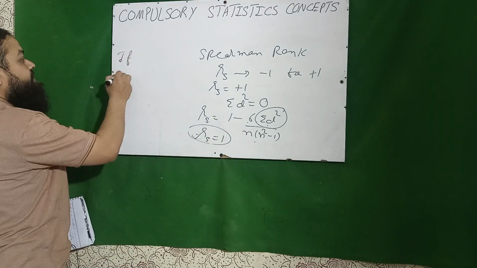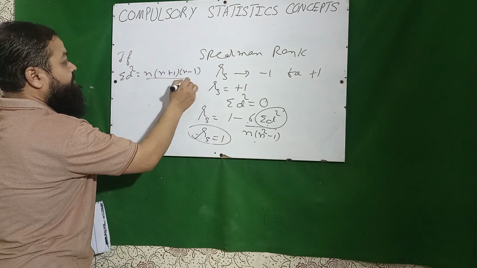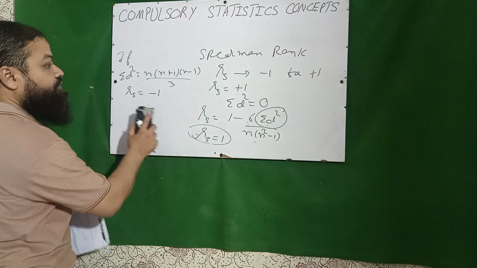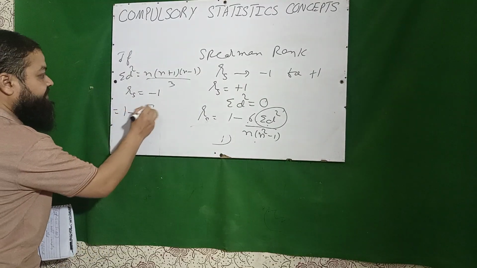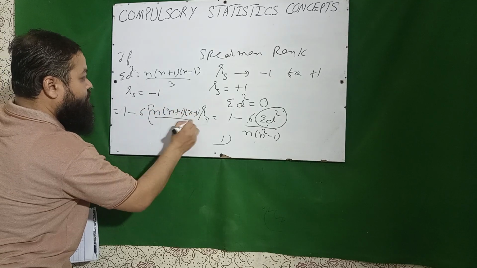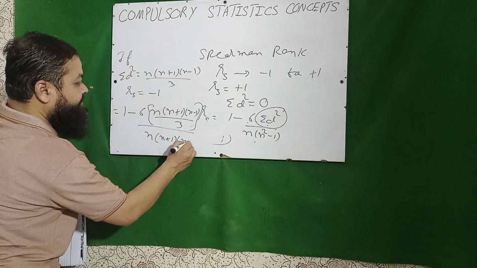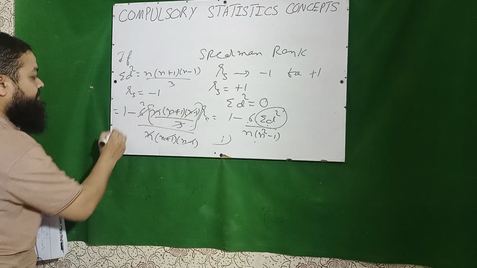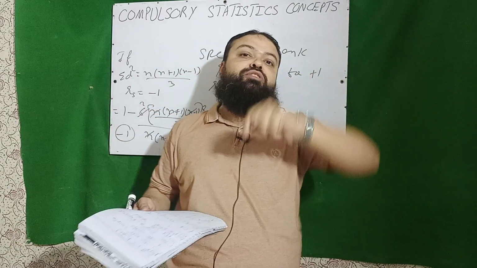And if summation d square is equal to n into n plus 1 into n minus 1 over 3, then RS will be equal to -1, and I will prove it in front of you. Just substitute in the formula this much. 1 minus 6 into summation d square is n into n plus 1 into n minus 1 over 3 over n into n plus 1 into n minus 1. These will be cancelled. 3 2s are 6, 1 minus 2 is -1. A very important. These all questions must be the part of every written test.